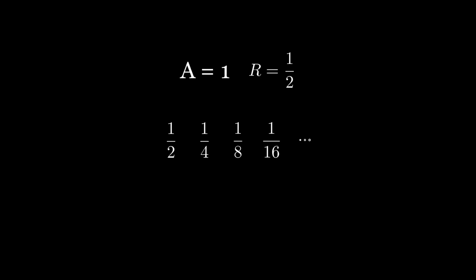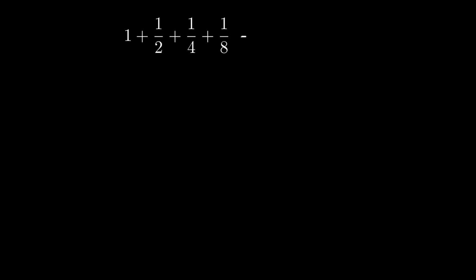Let's try something else. We'll take a is equal to 1 and a second number r is equal to 1 by 2. Instead of adding, let's multiply each term by r. We get the sequence 1, 1 by 2, 1 by 4, 1 by 8, and so on. This is a geometrical progression. Let's try summing up this series to infinity.